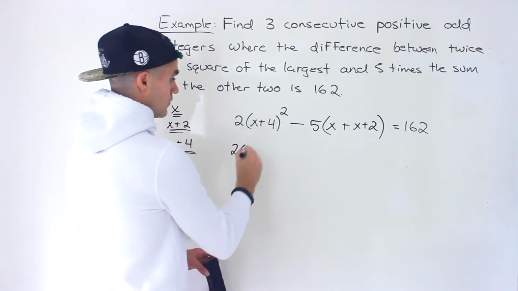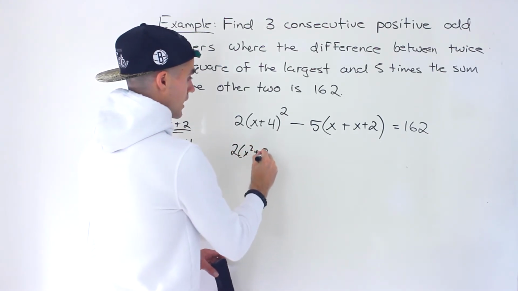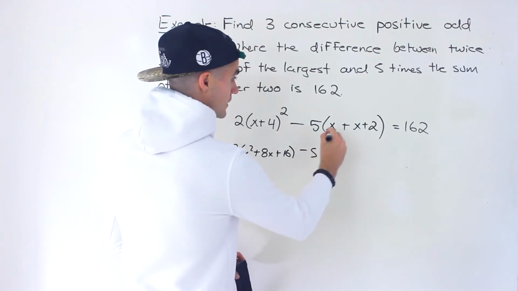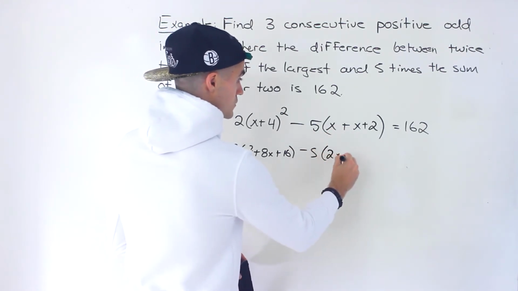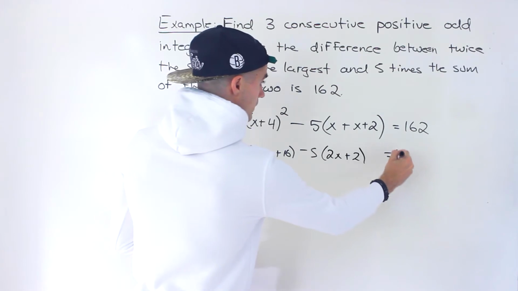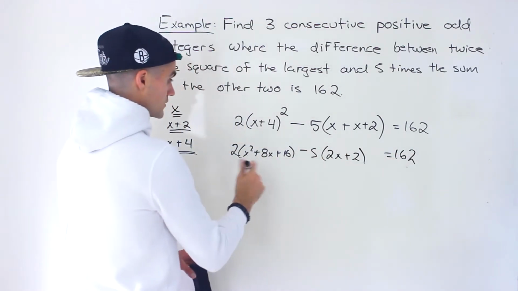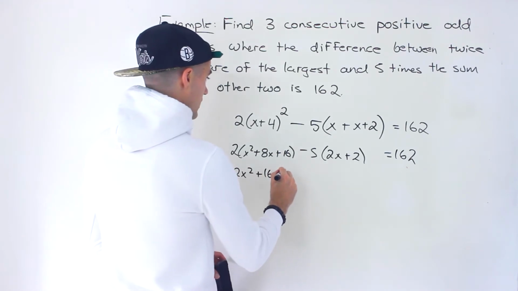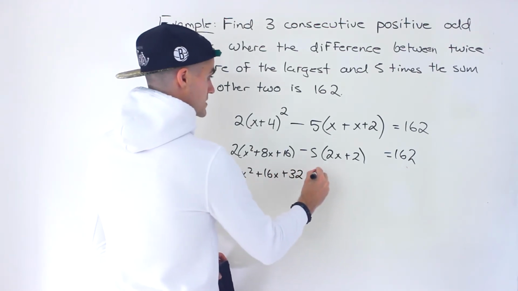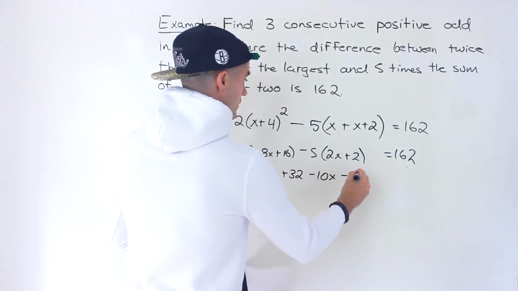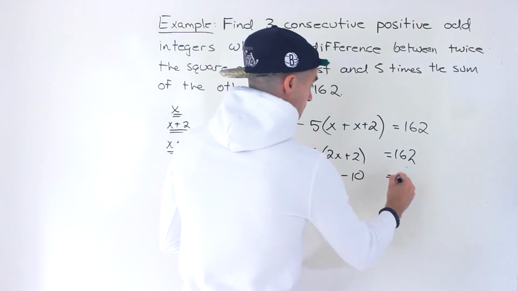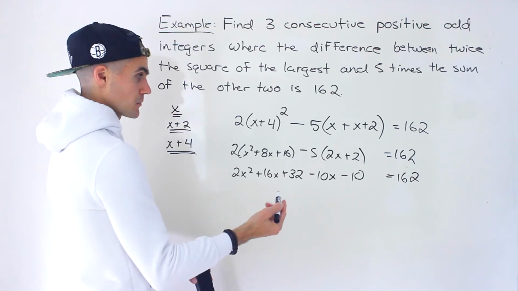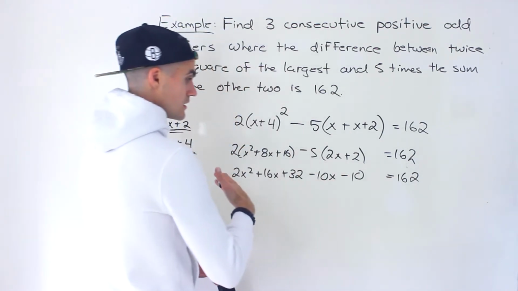So here we would FOIL this out. It would end up being 8x plus 16 minus 5. Let's simplify this. So this would be 2x plus 2 inside the bracket. Then we got to bring the 5 over, bring the 2 inside here. Okay, and now it just becomes basically a quadratic equation to solve. So I'm going to bring everything over to the left side.